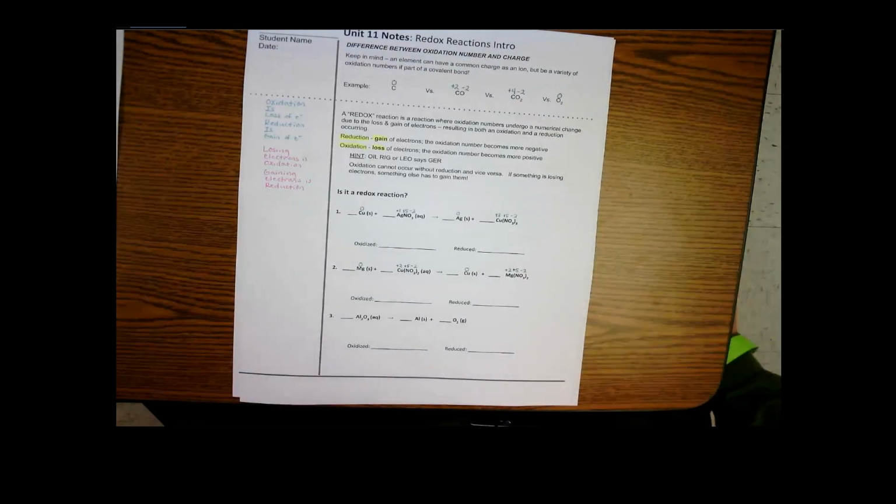So whichever one you prefer, whichever one helps it stick in your mind a little better, go with that one so that you can remember the difference between the two. Oxidation cannot occur without reduction or vice versa. If something is losing electrons, then the other thing has to be gaining them, or vice versa.